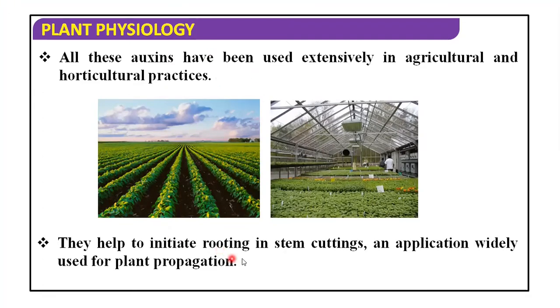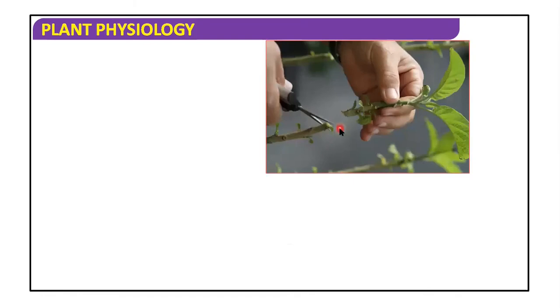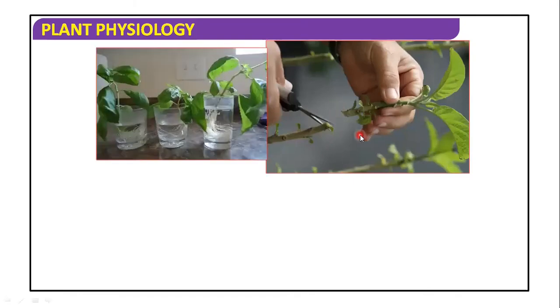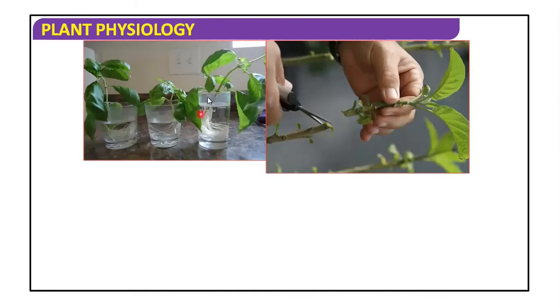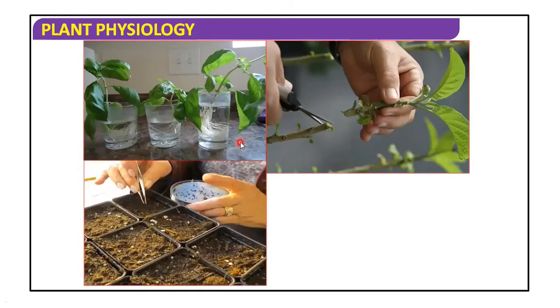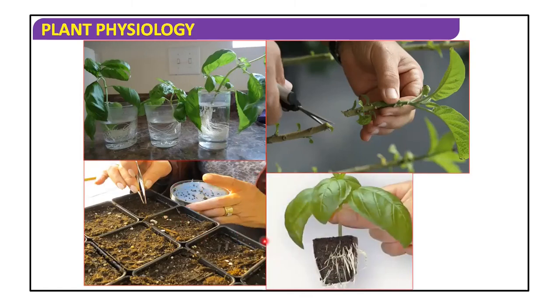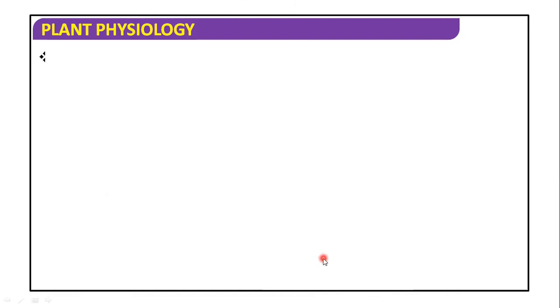They help to initiate rooting in stem cuttings and are widely used for plant propagation, in rooting and in plant propagation. See in this picture, it is the cutting portion, dipped in water or tissue culture, and this is the technique of the formation of the seedling.